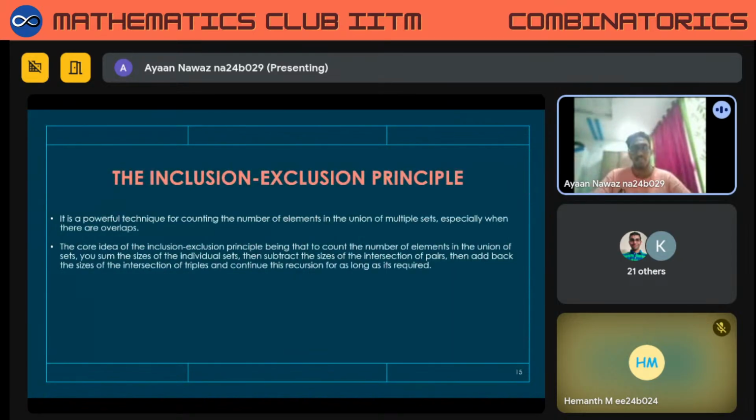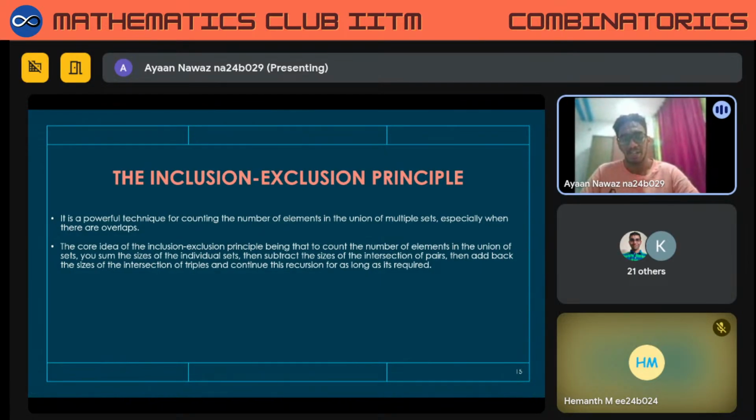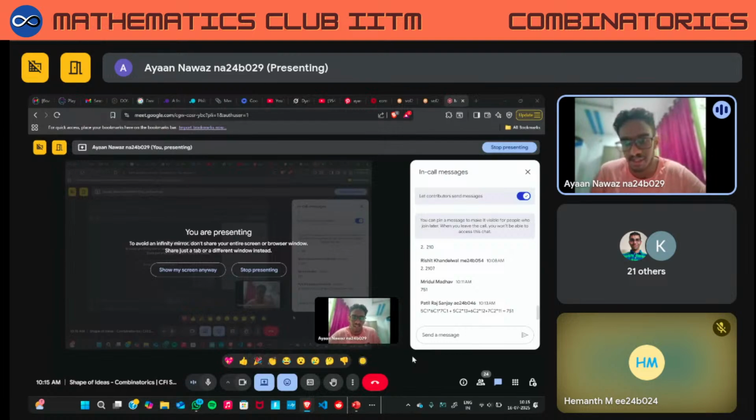The inclusion exclusion principle. It is a powerful technique for counting the number of elements in the union of multiple sets, especially when there are overlaps. The core idea is that to count the number of elements in the union of sets, we sum the sizes of the individual sets, then subtract the sizes of the intersections of pairs, add back the sizes of the intersections of triples, and continue for as long as it requires. I'll explain this in a very simple way.